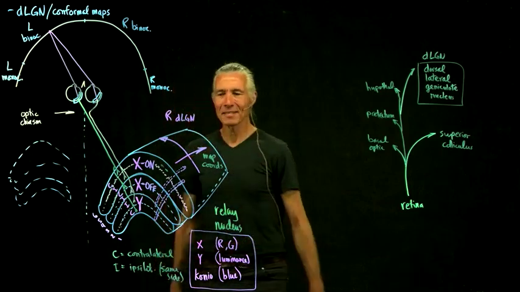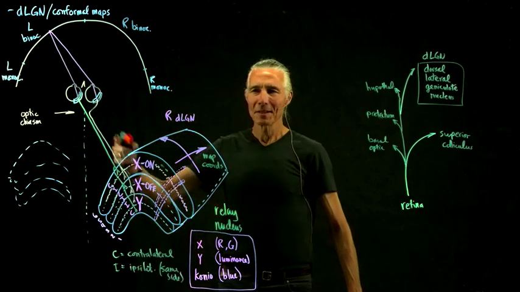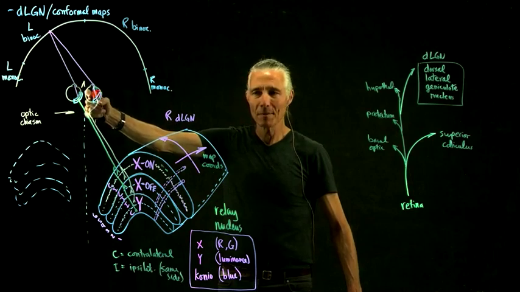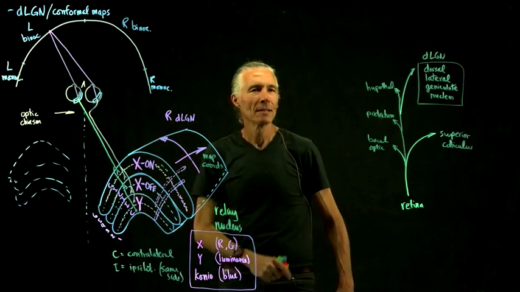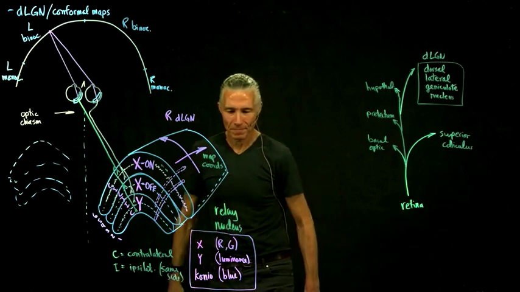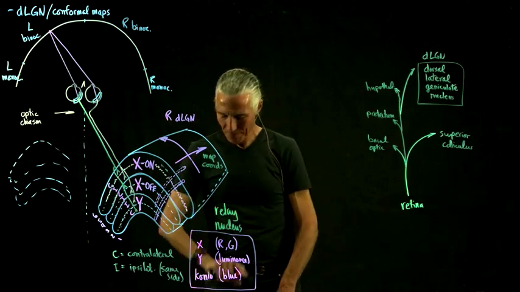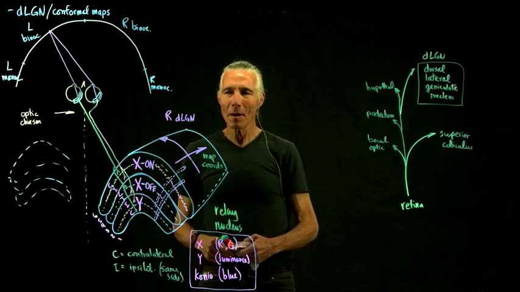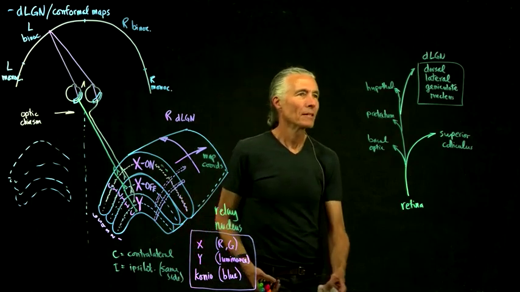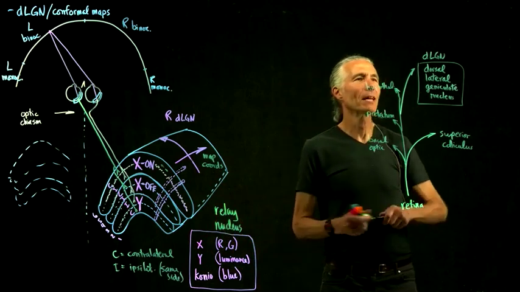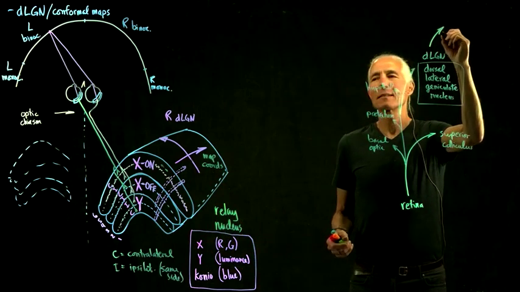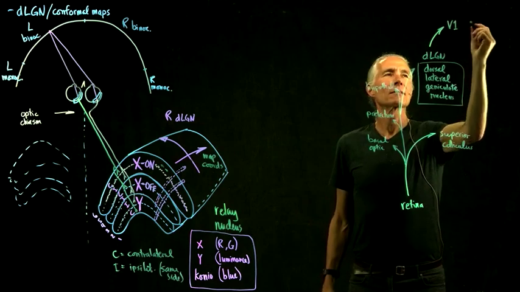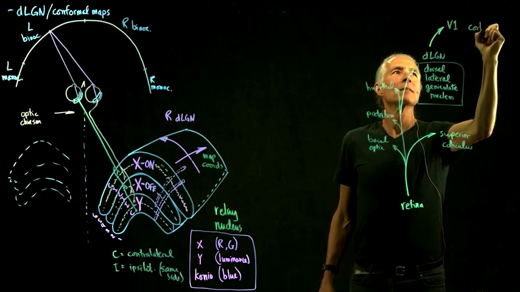Okay, so that's our initial relay. All this information from the retina, already subdivided into multiple streams, comes down into the geniculate. Now, the second half is we're going to go up to the cortex. The next plan is that this projects up to area V1 in the cortex.